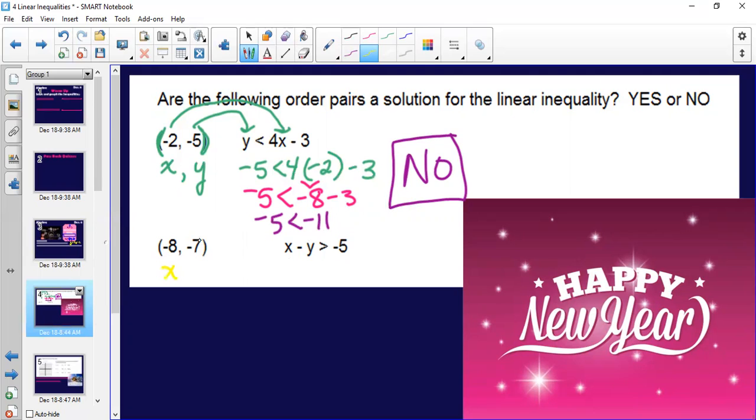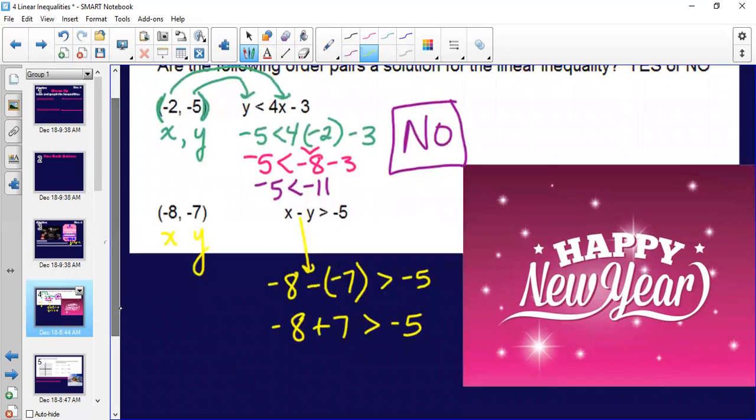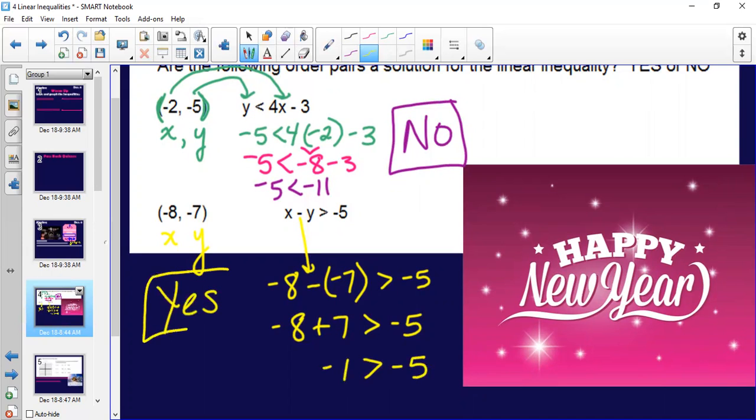Again, -8 is your x and -7 is your y. Let's plug these in. -8 minus, now we have a minus here, but there's also a negative there, so technically it's minus a negative, or you can fix that to a plus right away. Double negative is greater than -5. Let's clean this up a little more. -8 plus 7 is -1. Is -1 greater than -5? Yes, it is. So that point was a solution to the inequality, whereas the first one was not. This is going to come into play in a little bit, and I'll also give you hopefully a shortcut that will make sense.